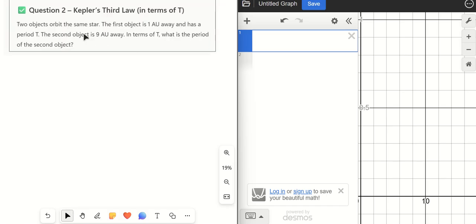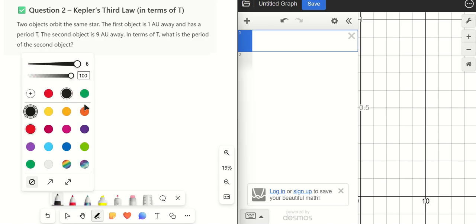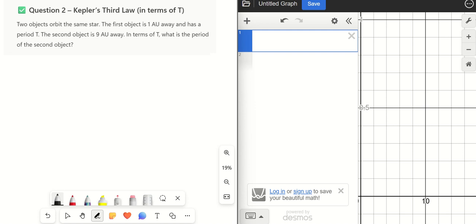Okay, so the next problem is talking about Kepler's third law. And remember, Kepler's third law tells us that for all bodies orbiting the same central body, we're going to have this thing called Kepler's constant that remains the same number for all of these orbiting bodies. And it tells us that we have a proportionality between the square of our period and the cube of our radius. Sometimes you'll see it as A.